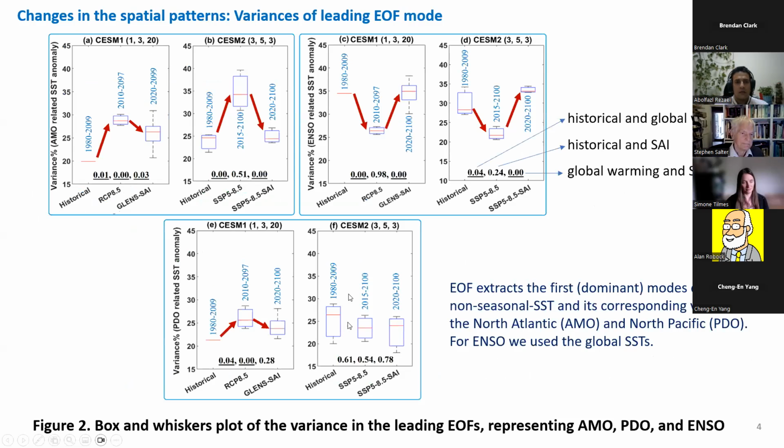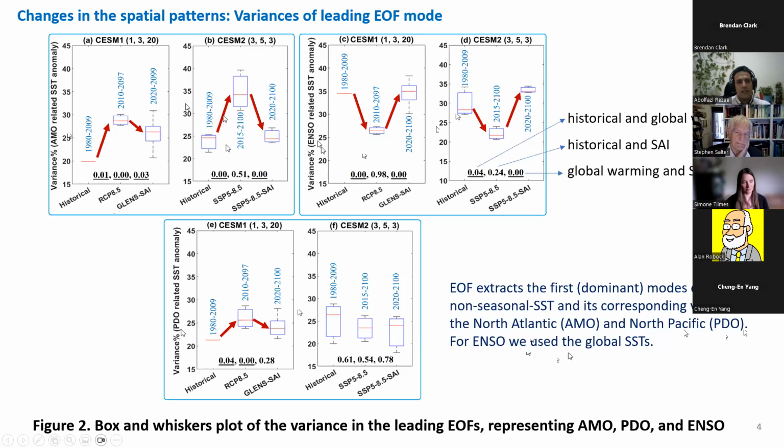First of all, I want to show you the results for the variances of the leading EOF mode across the three different oceans. We used the EOF to extract the first dominant modes of the detrended non-seasonal SST and its corresponding variance across the North Atlantic for AMO and over the North Pacific for PDO. For ENSO, we use the global SST. In this figure, you can see three different panels. The top left one shows the results for AMO, the top right one shows the results for ENSO, and the bottom one is for the PDO findings.